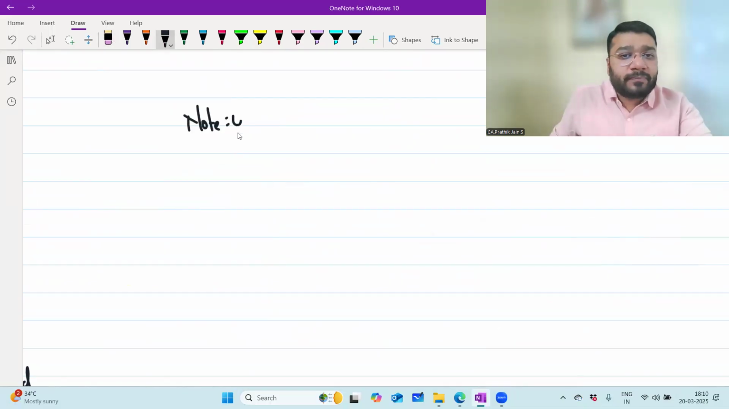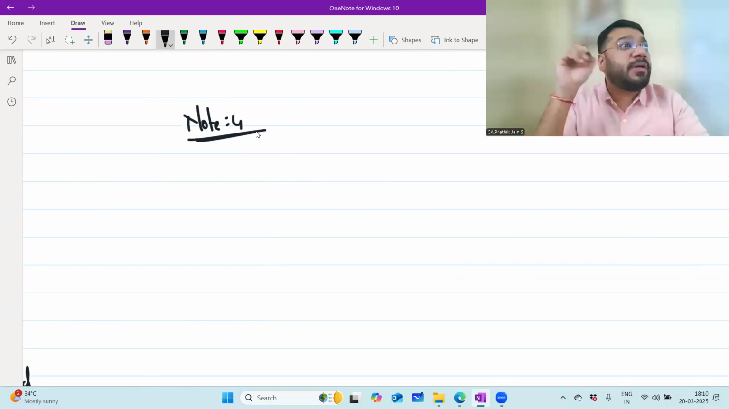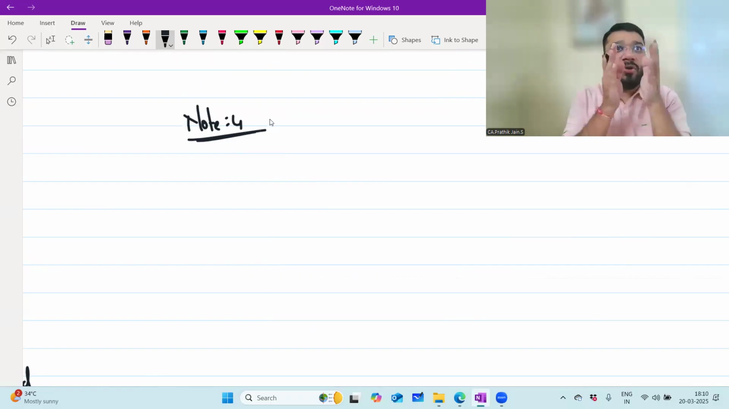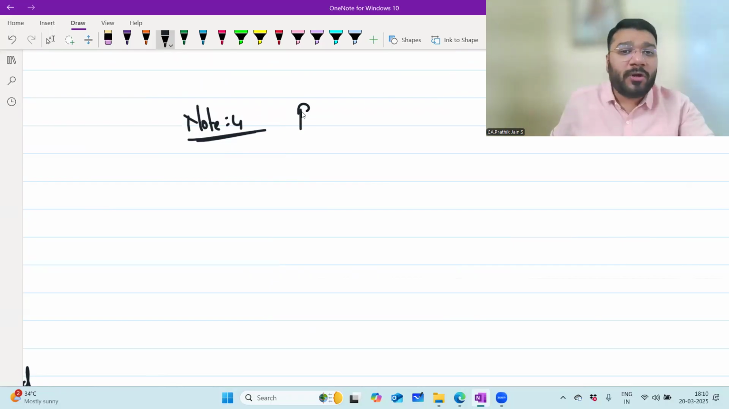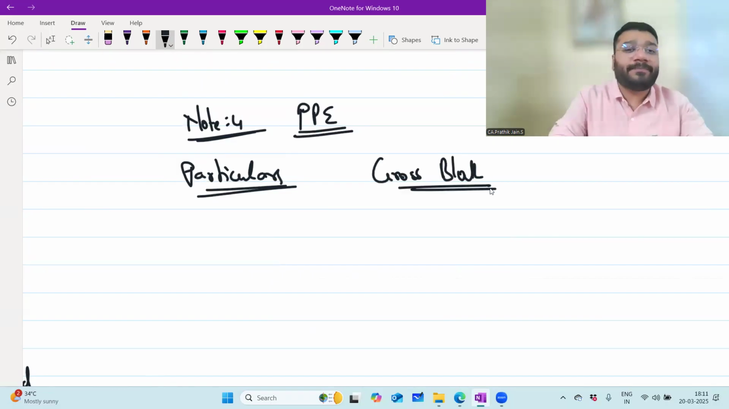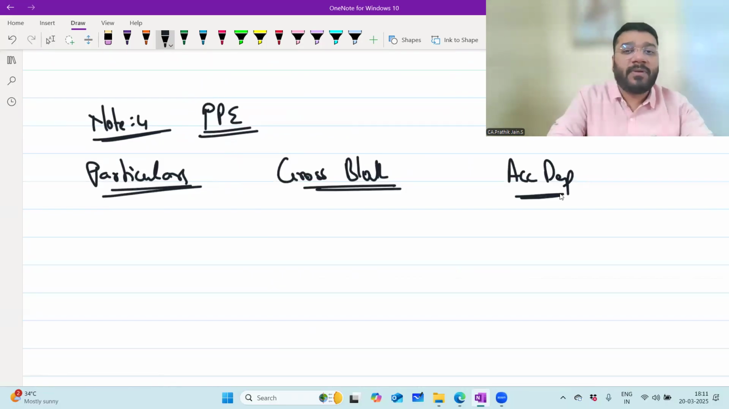Note 4. It should be on your third page if I'm not wrong, because on the fourth page you did your other income and finance cost. So the third page should be your PPE. I mean third page note-wise, like note 1 page. So note 4, PPE. Particulars: gross block, accumulated depreciation, net block.